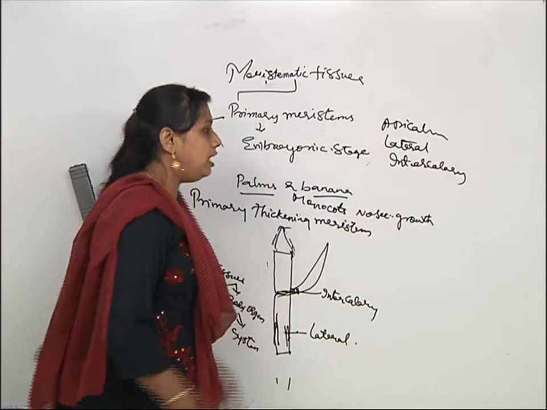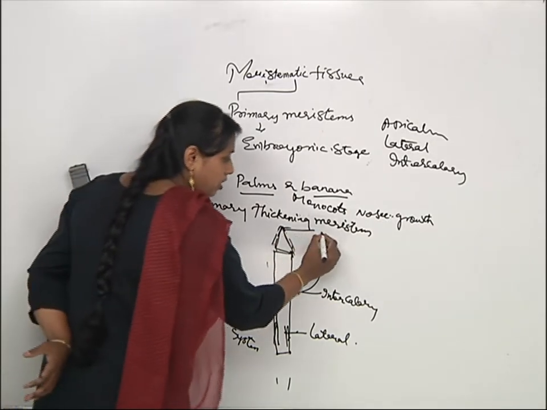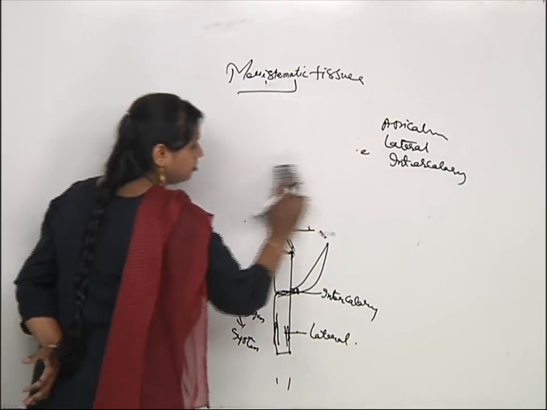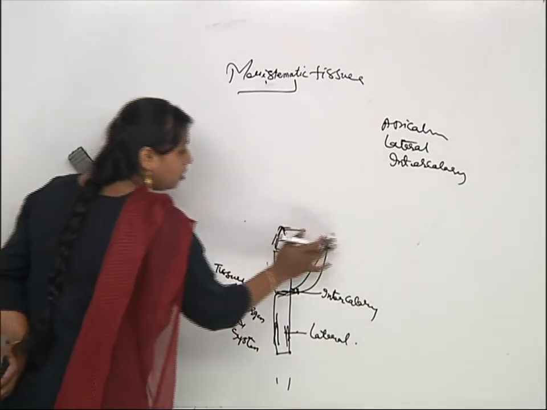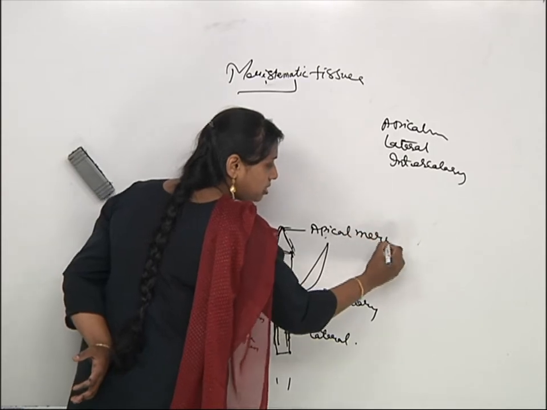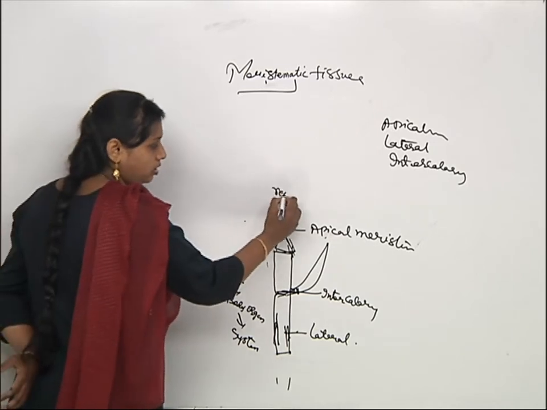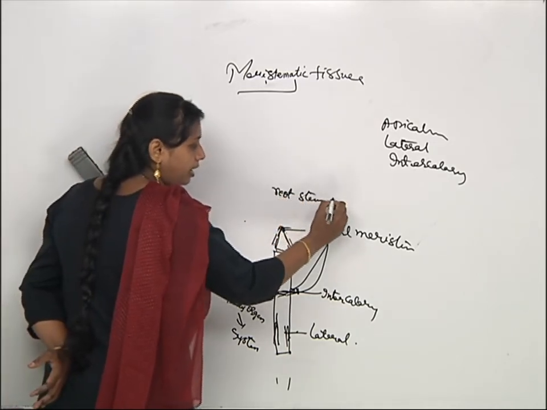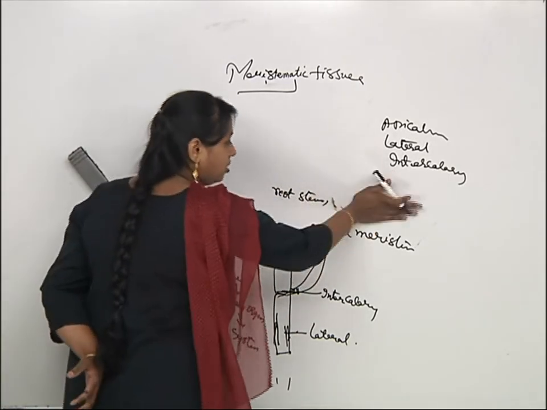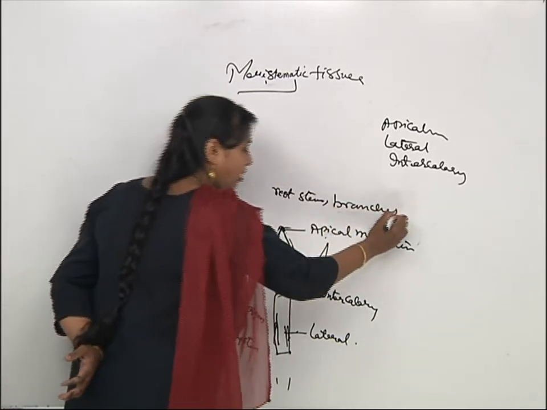the plant, the meristematic tissues present in the primary plant body are categorized into apical, lateral and intercalary meristem. Now, apical meristems are the meristems which are present at the tip of the roots, stems and branches. These are present at the apical initials or apical tips at the top of the root, stem and branches.